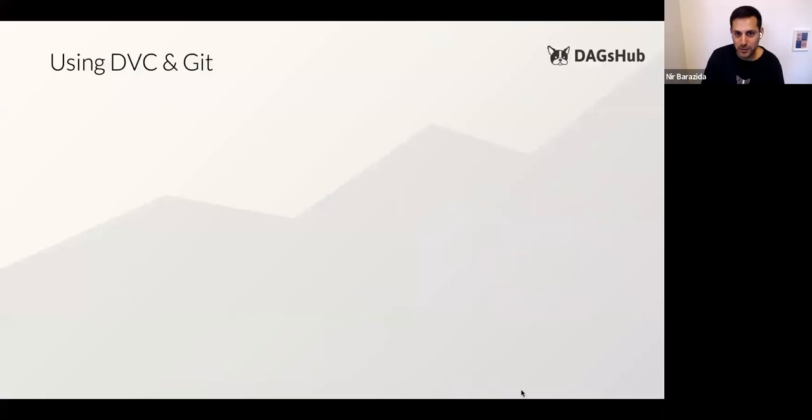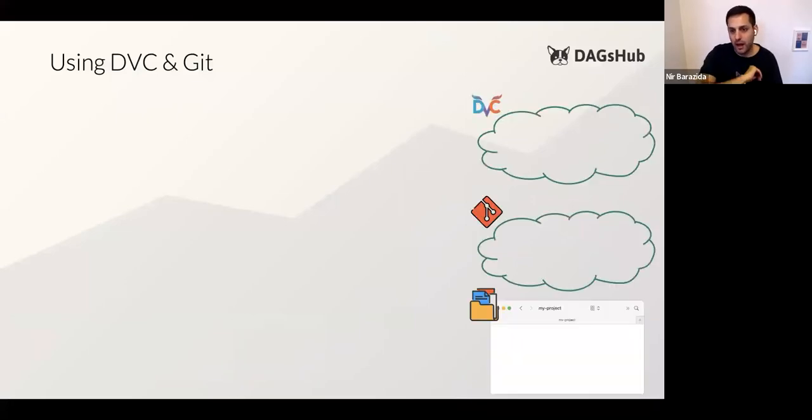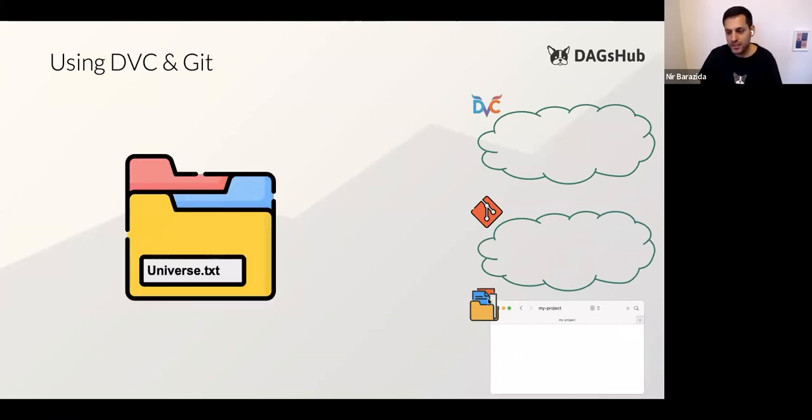So how does it really work? So let's say in our use case that we have our local file system on the bottom right of the screen. We have our Git version files and we have our DVC version files, okay? Now we're adding another file to our project, the universe.txt. And as you can imagine, the universe holds a lot of great information and it's a very, very large file.